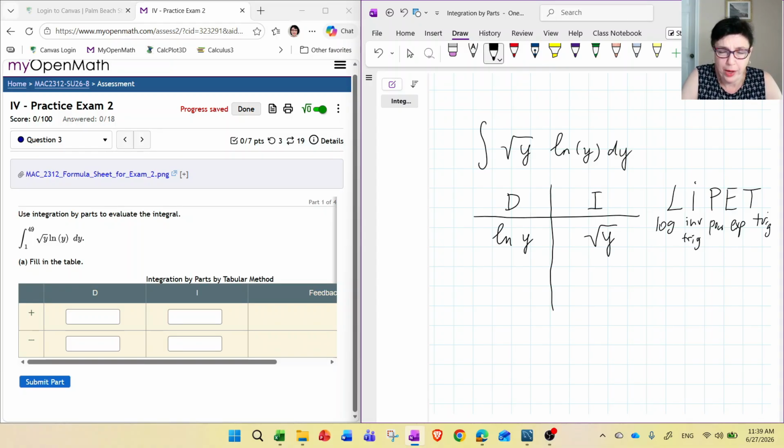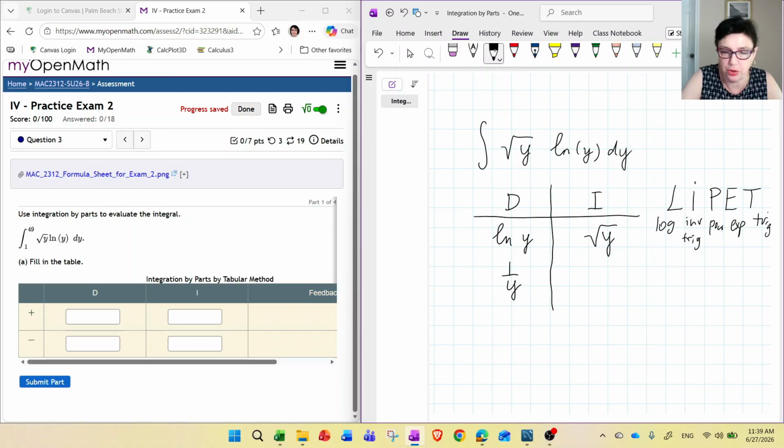Why would it not make sense to put natural log in the I column? Because if you did, you would have to integrate it. But how do you integrate it? A common mistake is to say, well, the integral of natural log of y is 1/y. Well, that's not right, because actually that's the derivative. So you can't do that. So let's take the derivative of natural log of y. That's 1/y. We just said that.